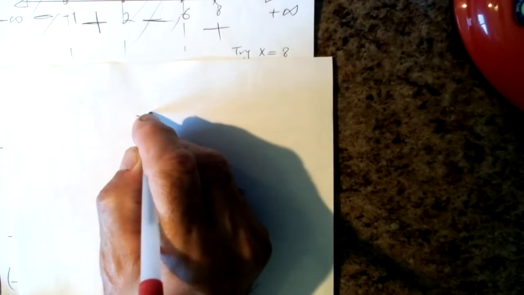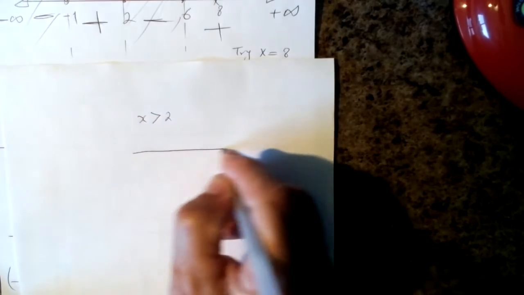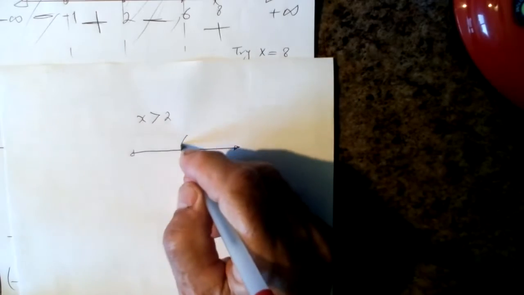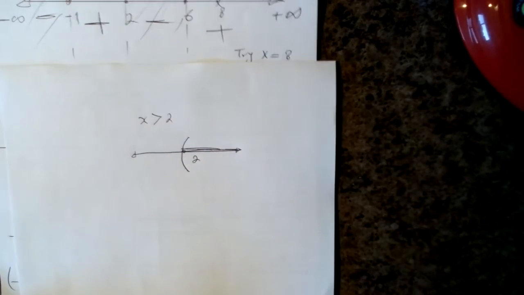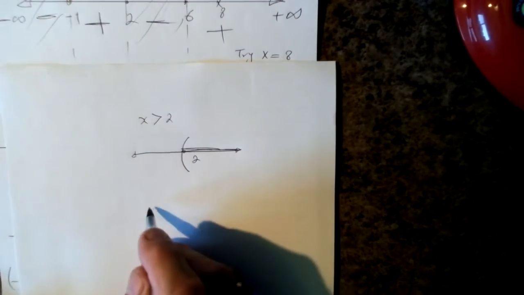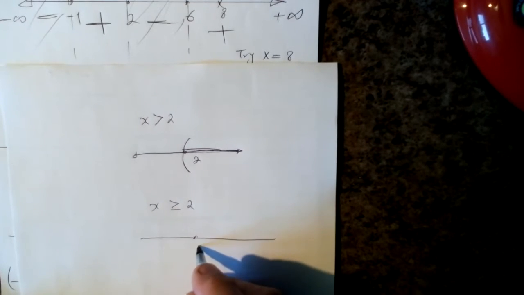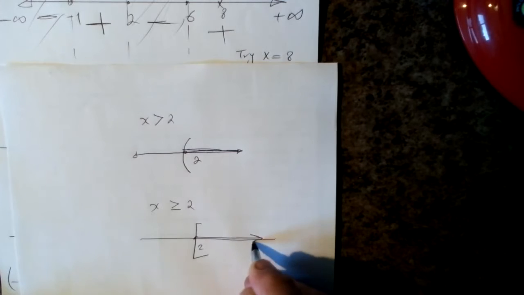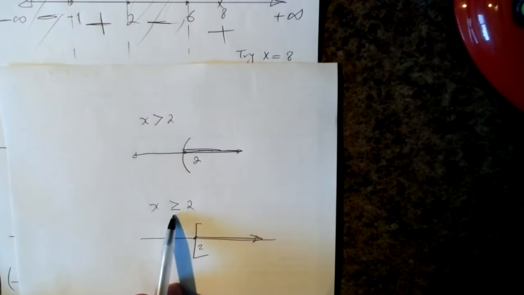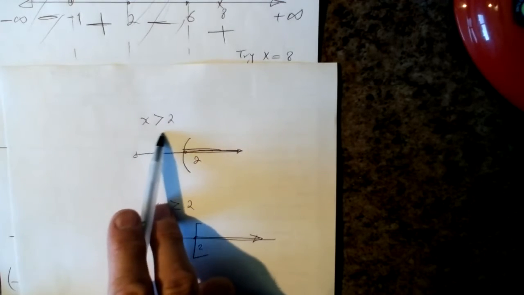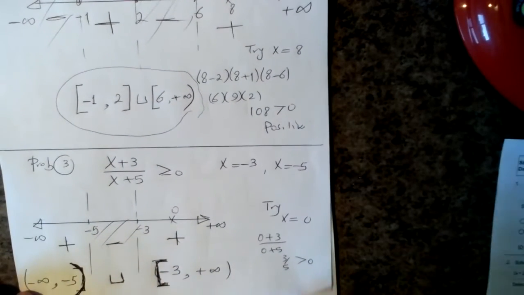So let's say you want to graph this, x greater than 2. On the number line, you pick a point which is 2, and you use a parenthesis because it doesn't have an equal sign. But if you have x greater than or equal to 2, then you need to use the bracket. So when there is an equal sign along with that inequality, it's the bracket. If you don't see any equal, then it's just a parenthesis. And that's what we're using here.